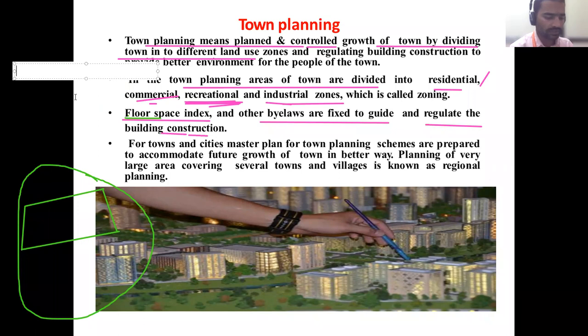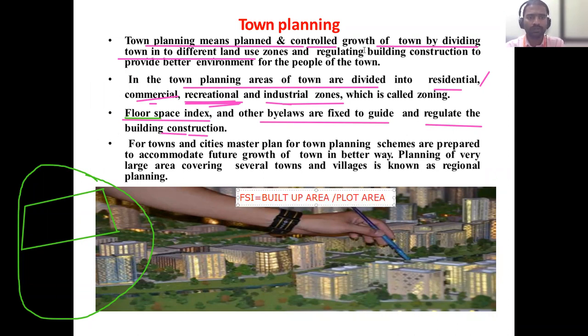Okay, what is FSI? FSI is equal to the ratio of built up area divided by plot area. Built up area divided by plot area. So this is called your FSI.